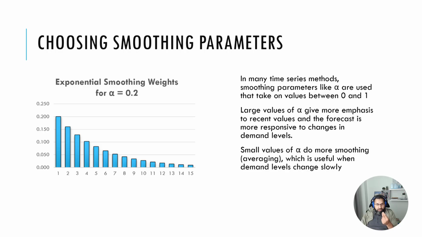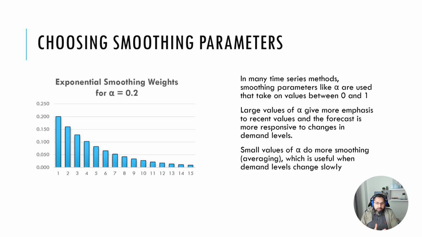A small alpha means that most of the changes you're seeing are noise and your situation is actually stable. So you want to do more averaging. Don't just look at the recent values, look at the old values too. Do a lot of averaging out the noise and have a more stable forecast which doesn't change much.